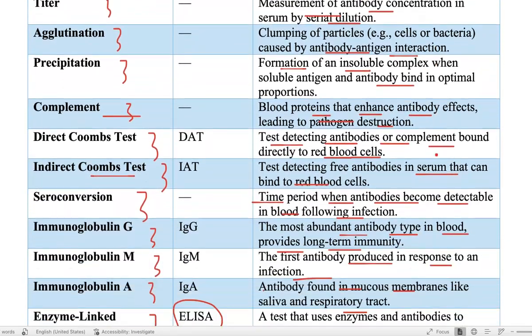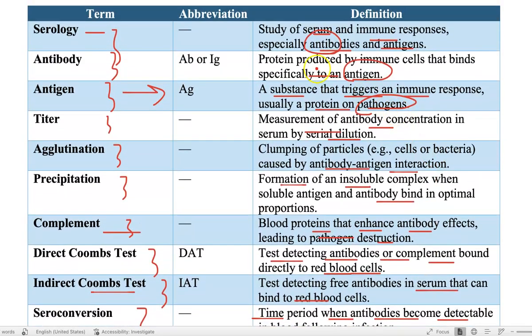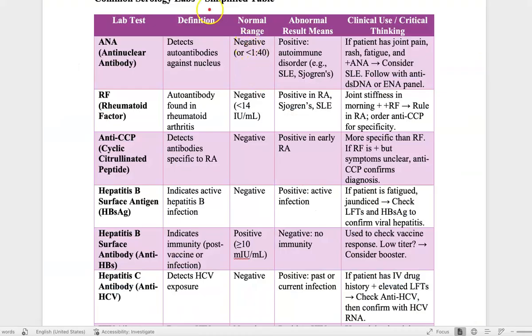Before we get into the full serology again, these top ones are important to me. Please, so ANA, anti-nuclear antibody, detects what? Autoantibodies against the nucleus. It's negative, or less than, actually we saw this earlier in our main content. That's what we want it to be, negative. If it is positive, that means there is an autoimmune disorder going on, right? If a patient has joint pain, rash, fatigue, and positive ANA, you better consider SLE. And you know that will be a test question right there. You better follow with anti-dsDNA antibody and ENA panel.